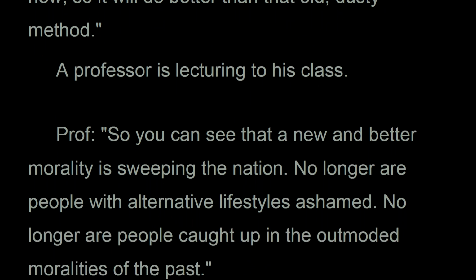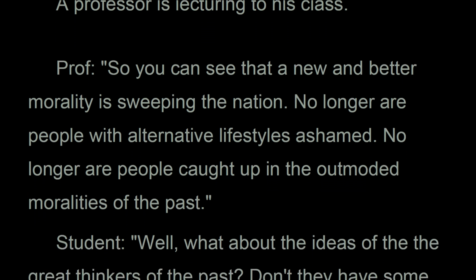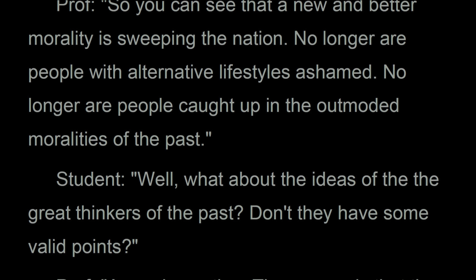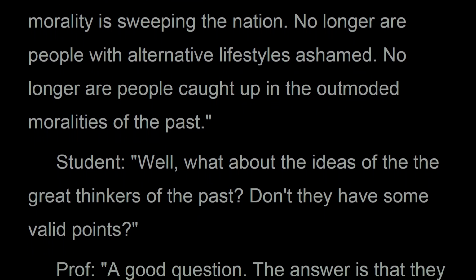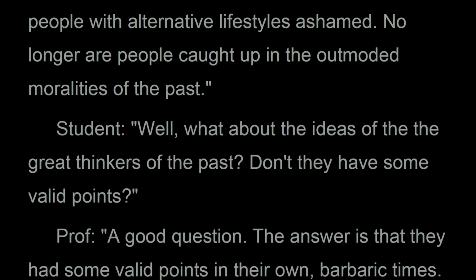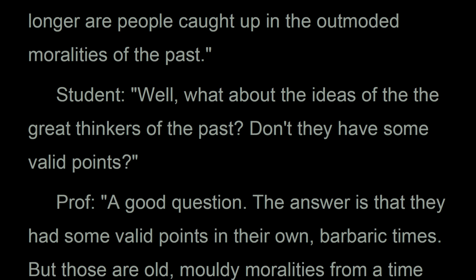So you can see that a new and better morality is sweeping the nation. No longer are people with alternative lifestyles ashamed. No longer are people caught up in the outmoded moralities of the past. Student. Well, what about the ideas of the great thinkers of the past? Don't they have some valid points?